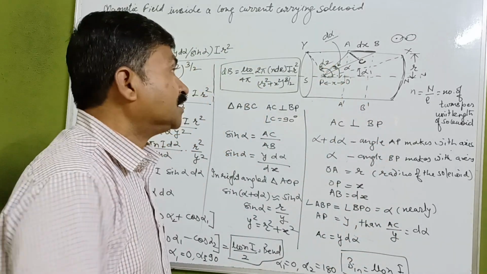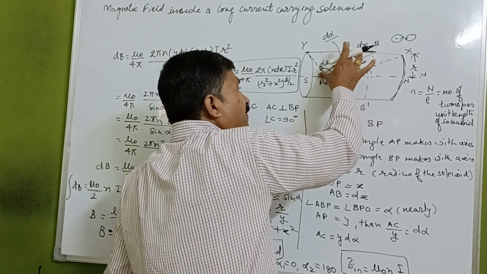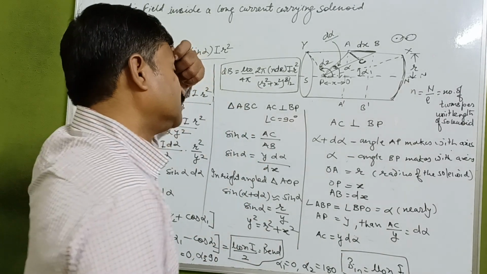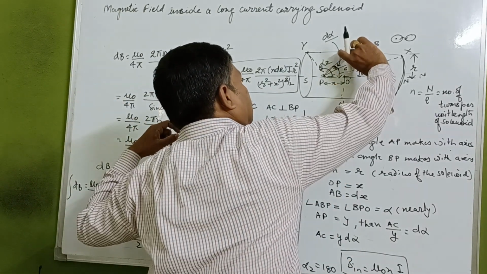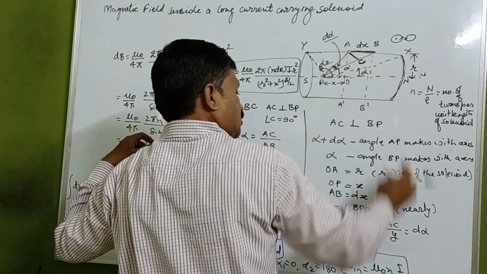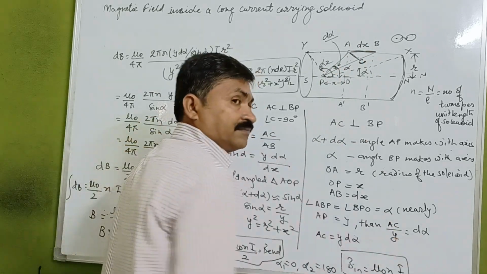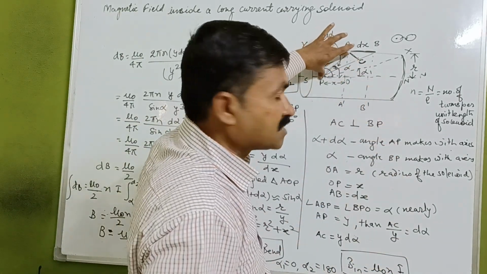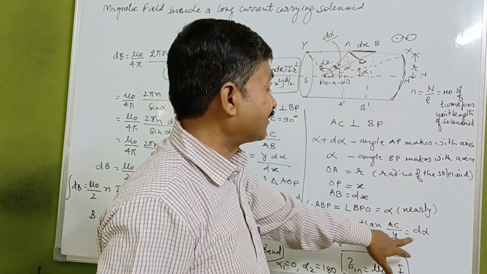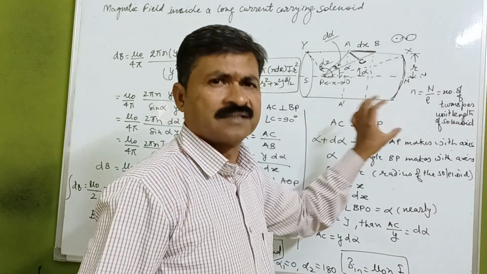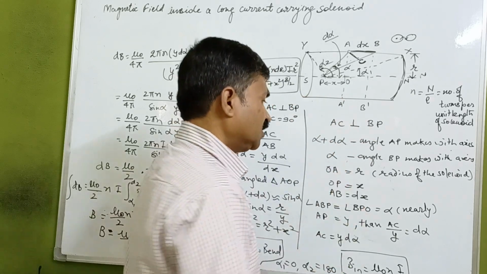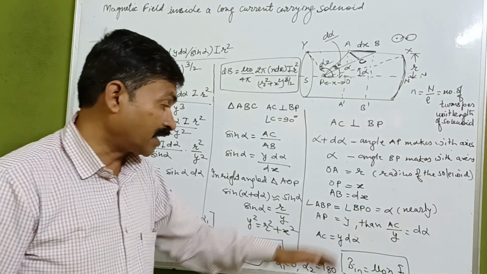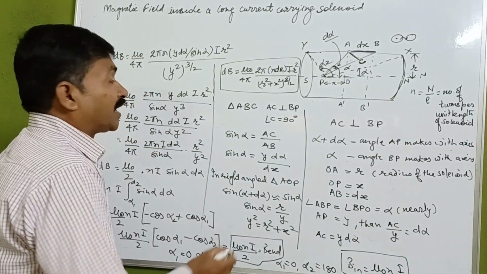This angle is alpha. Now this is AP, which we have taken as y. AC is this one and AP is this one. AC upon y will give the angle, because AC is perpendicular and AP is the hypotenuse, so we can take sine d alpha, and since it is a very small angle, sine d alpha is equal to d alpha. So AC upon y is equal to d alpha, so AC is equal to y d alpha.